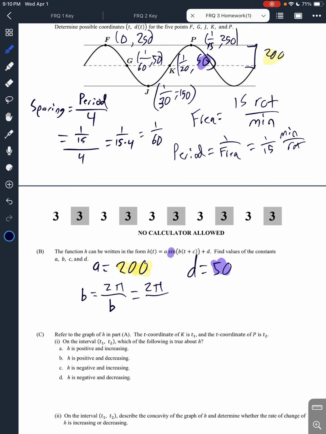Our B, I totally messed that up, sorry. 2 pi over the period. I'm not going back to re-record, it's too far into this video. 2 pi over the period. Our period here we found is 1/15. So that's 2 pi over 1/15. If you keep, change, flip, so keep the top, change to multiply, flip to 15/1, we get 30 pi is my B.